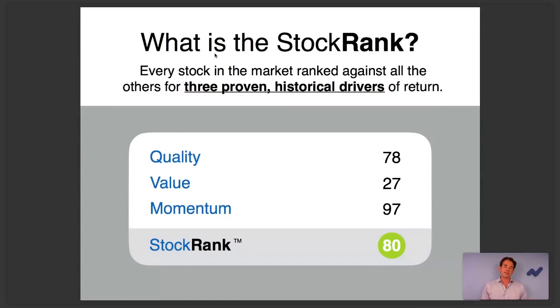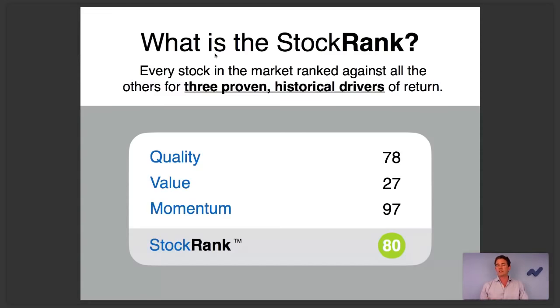Every stock in the market, we rank against all the others for 3 proven historical drivers of return: quality, value, momentum. And they're all ranked as percentiles between 0 and 100. So the best ranking for any share would be 90 plus or 99. And the overall stock rank is a composite of those three, equal weighted, which is then re-ranked as a percentage score again. So the quick rule of thumb is that if you're looking at a 90 plus ranked share, it's in the top 10% of the market for that factor.